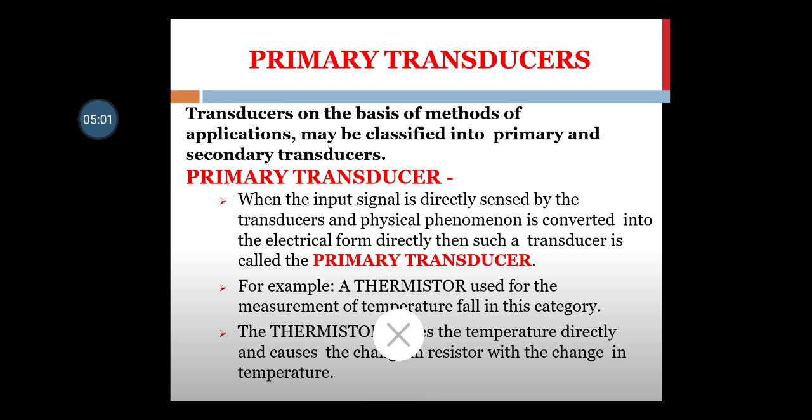Now there is one more classification of transducers, that is primary transducer and secondary transducer. Primary transducers are transducers where the input signal is directly sensed by the transducer and the physical phenomenon is converted directly into electrical form. Such a transducer is called a primary transducer. The example given here is a thermistor. As you know, a thermistor senses the temperature and converts it into a variation of resistance. That thermistor falls in the category of primary transducer.